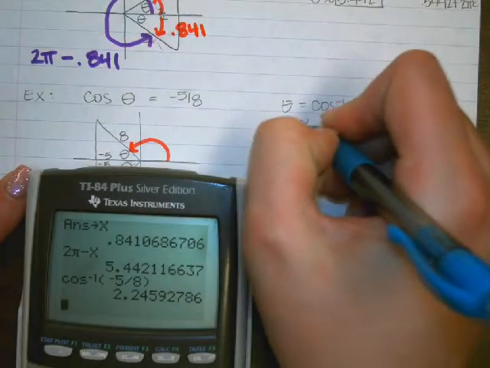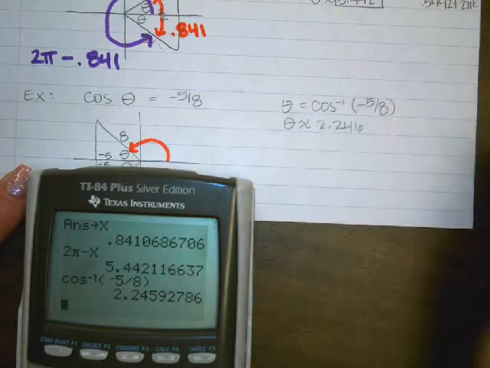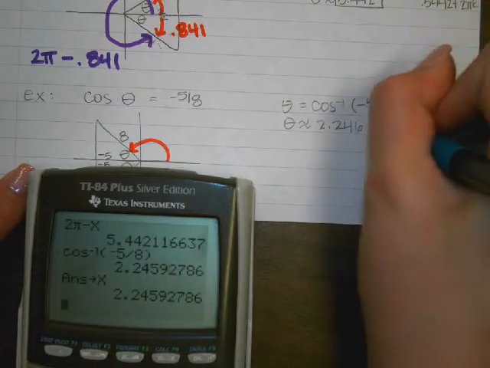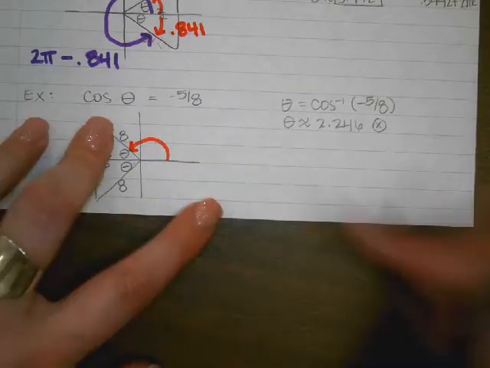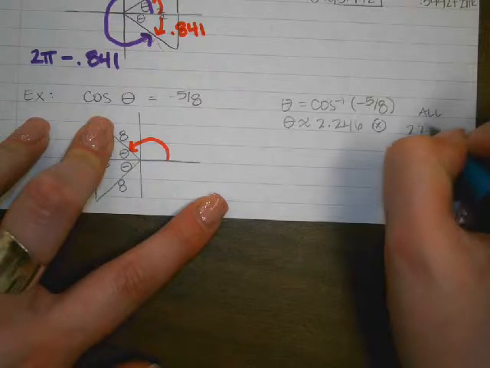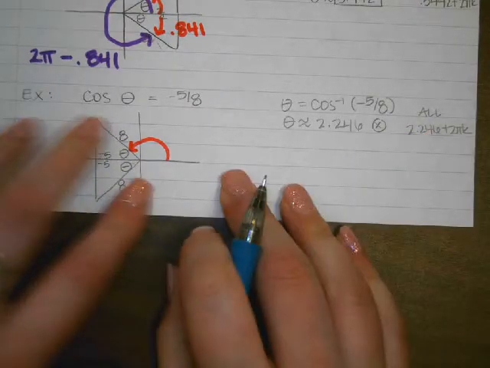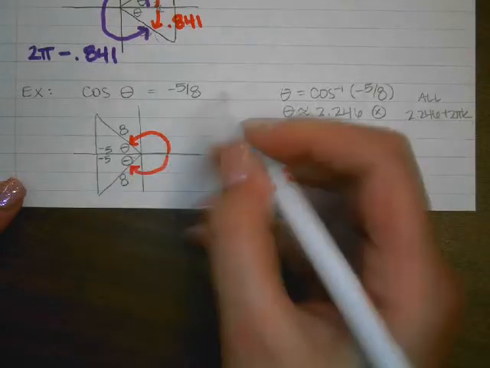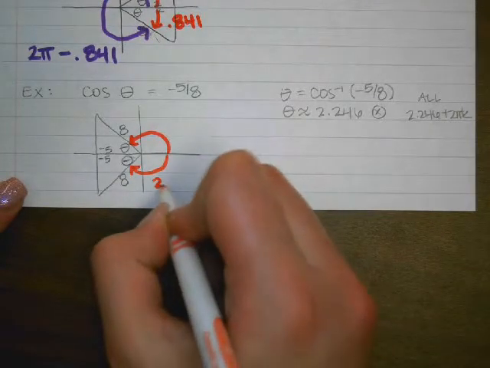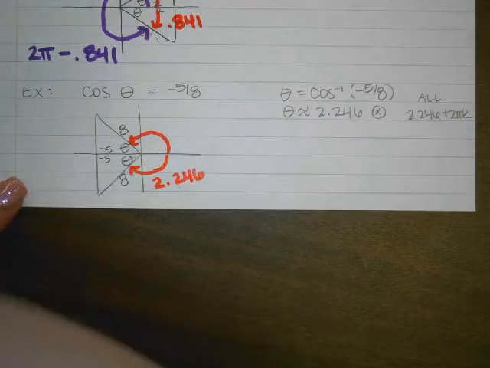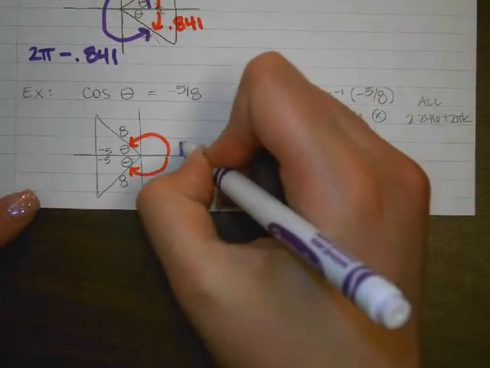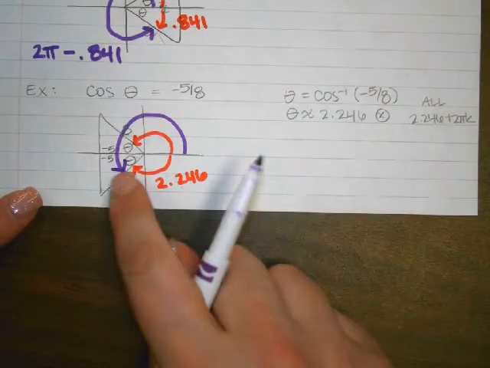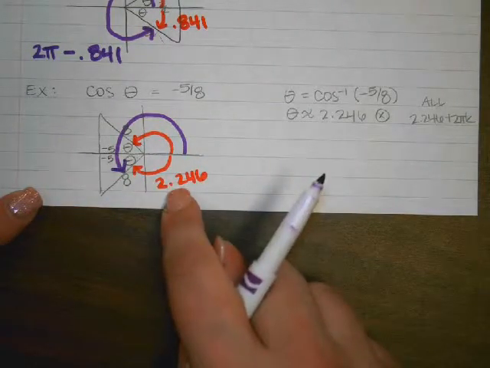And I get theta is 2.246. And I'm going to go ahead and store that as x. All right, and if we were doing all solutions, that would be 2.246 plus 2 pi k. Okay. Now, the calculator, we know that we have this amount right here is the decimal, 2.246. So if I want to use my calculator to help me get this answer right here, measuring the angle this way, because that's how we would want to measure it, then it should be the whole circle minus 2.246.